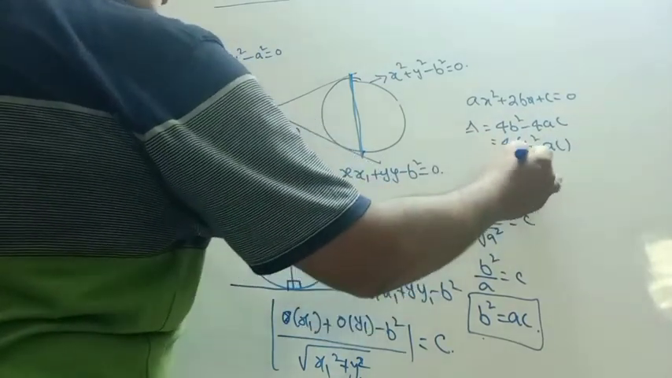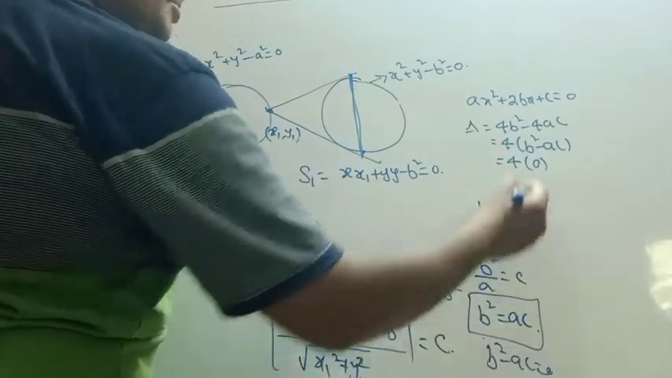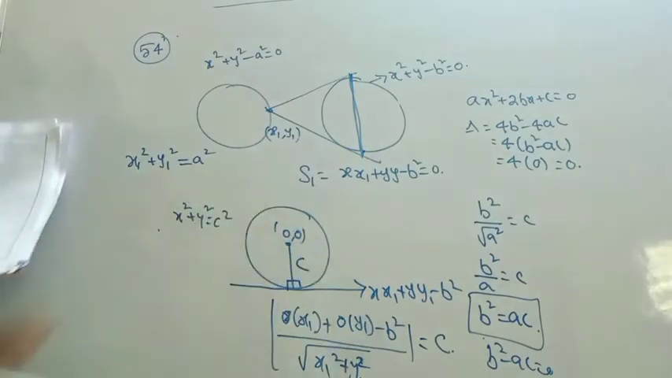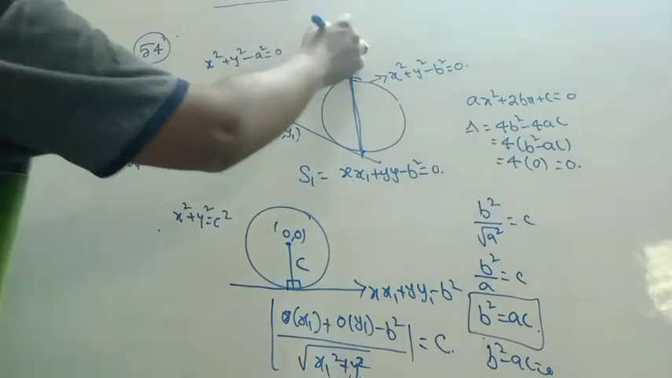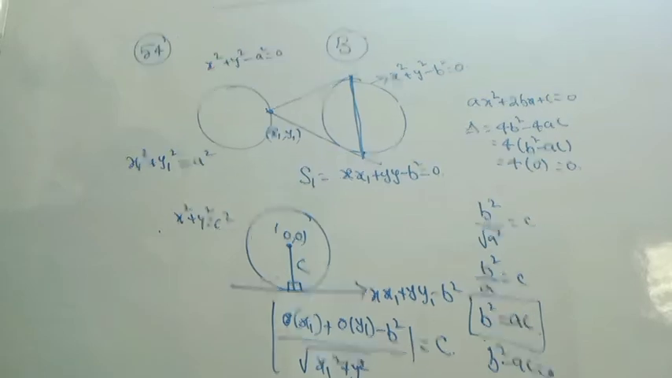That means 4 into 0, because now we have b square minus ac equal to 0. This is 0. That means the roots are real and equal. This is the answer. Therefore, option B is the correct answer for this. Right, my dear students? Like this, we will do this problem.